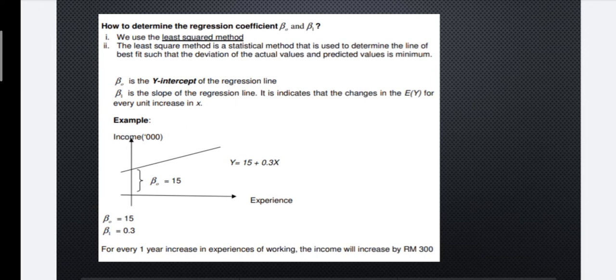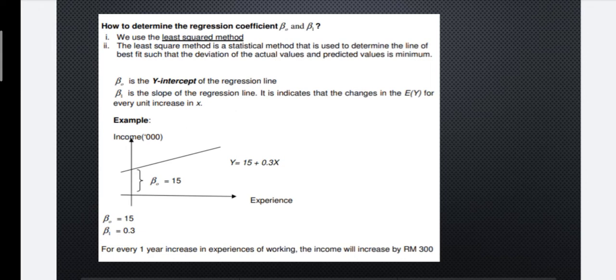So when we have the data, kita dah ada data, before we come up with this regression equation, we need the data first, baru boleh nak create this equation. Okay, bila ada data we regress y and x, so keluarlah value. Contohnya kat sini beta naught 15, beta 1 0.3. So you need to know how to interpret this value.